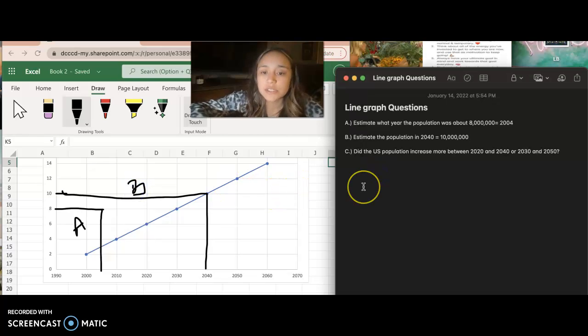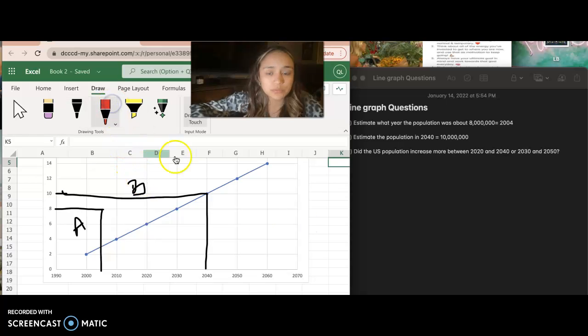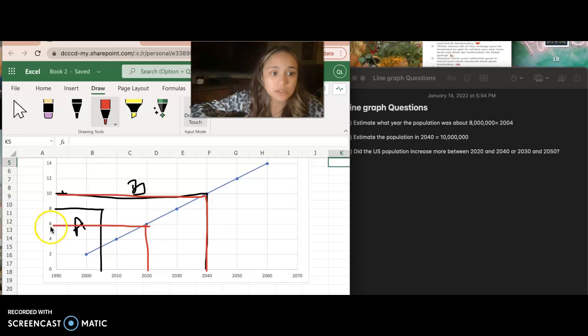Okay, question C. Did the U.S. population increase more between 2020 and 2040 or 2030 and 2050? So if we're comparing the two, let's see where 2020 would be. 2020 would be at 6 million compared to 2040 also at 10 million. Okay, so the difference would be 4 million.